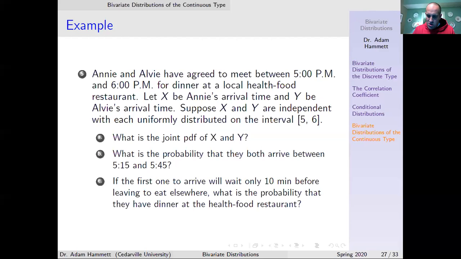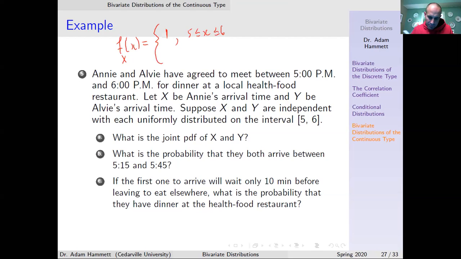Okay, so what is the marginal distribution for X? Well, it's uniform on 5 to 6. And remember, if it's a uniform distribution, the density has to be 1 over B minus A. So in this case, that's 1 over 6 minus 5. So really, that's just 1 if X is between 5 and 6, and it's equal to 0 otherwise, okay?